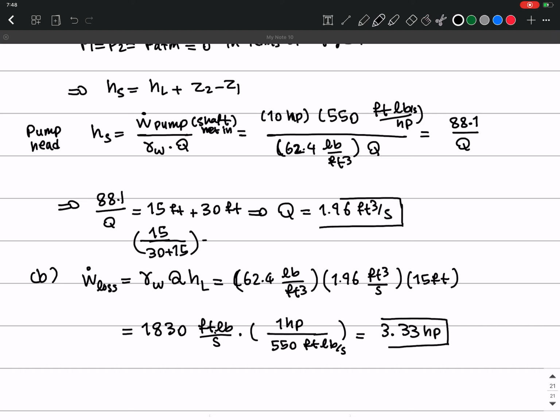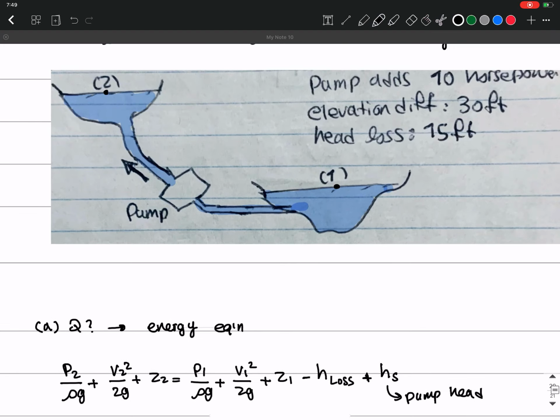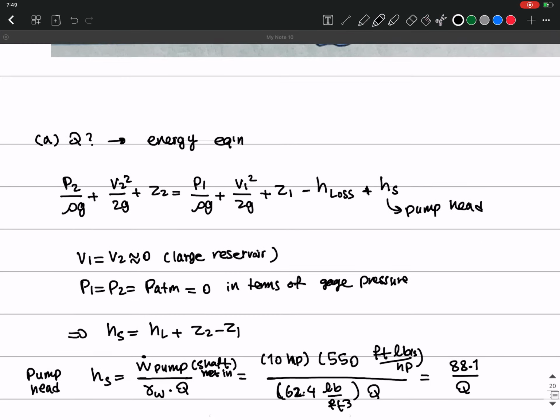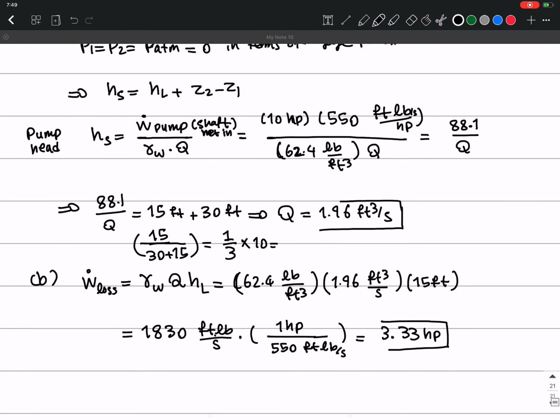So what is this? It's going to be 1/3 of the total horsepower is associated with that. And what is the total horsepower? It is 10, right? 10 horsepower. So this is going to give me exactly 3.33 horsepower. Okay, so this was another trick that you could use to solve this problem, but I just wrote down the more general form of that, so you are able to solve other problems as well with these formulas.